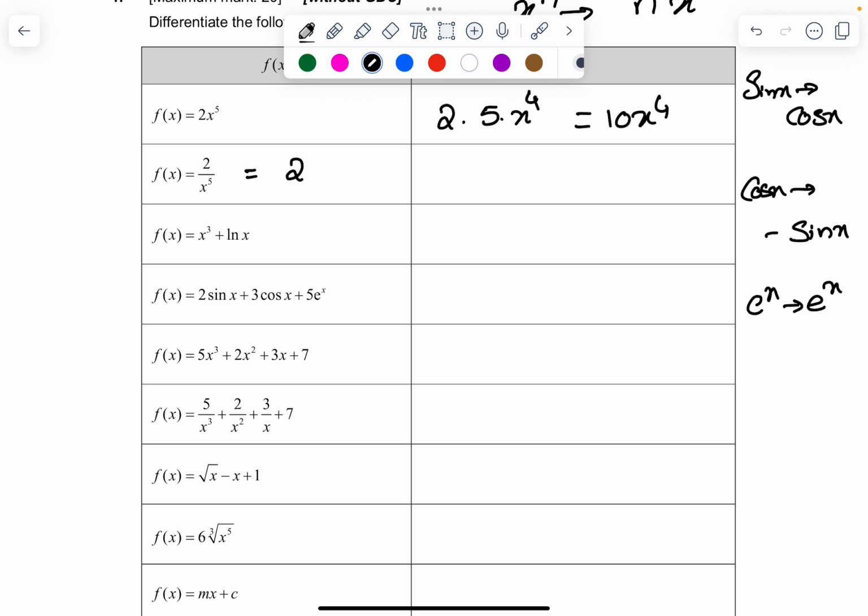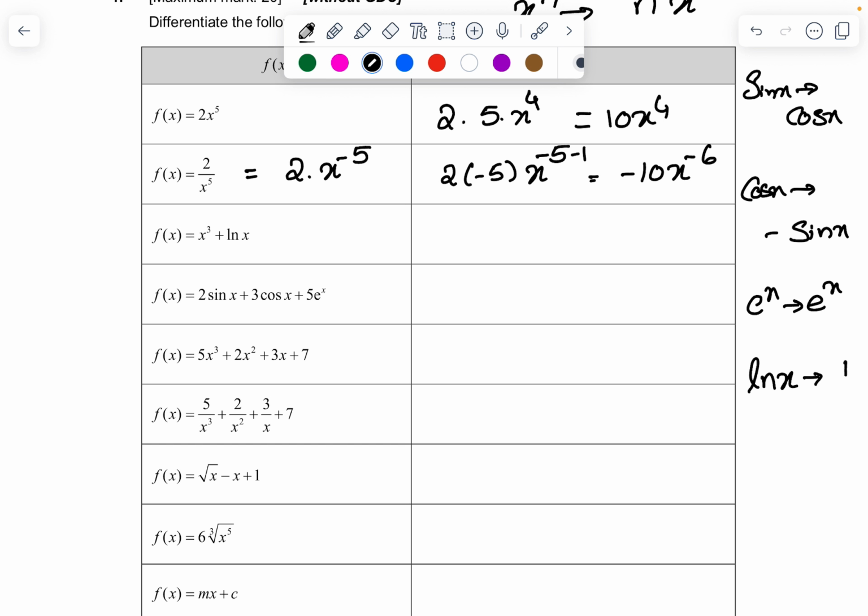First, this one, write in the standard form: 2 x to the power of negative 5. Then the derivative will be 2 times minus 5 x to the power of minus 5 minus 1, which is negative 10 x to the power of negative 6. And one more formula we need to know: ln x derivative is going to be 1 upon x. So x cube derivative is 3 x to the power of 3 minus 1, and ln x derivative is 1 upon x. So final answer is 3x square plus 1 upon x.